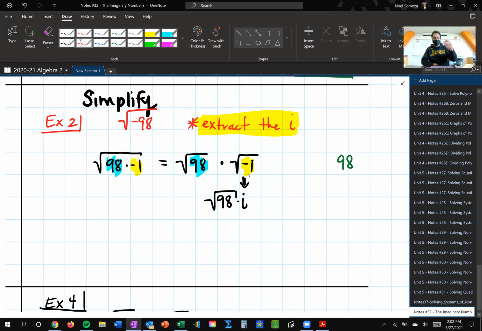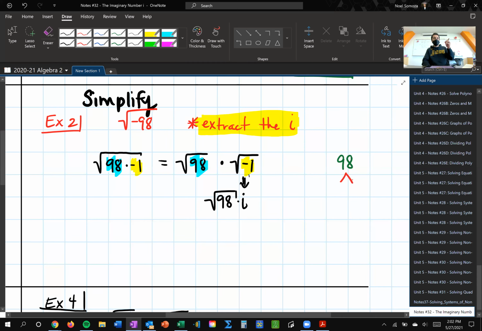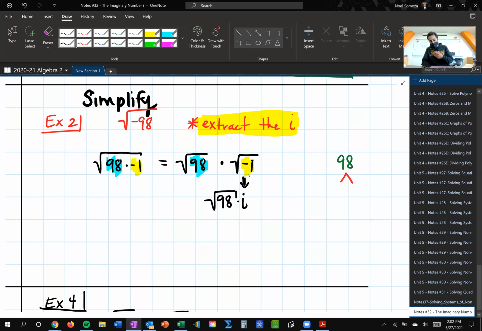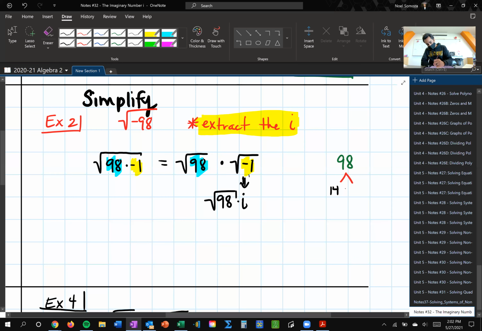Well, I need to break this 98 down, but unfortunately, it's not 49 times 49, right? That's not how we get 98. So we need factors, meaning numbers that multiply to be 98. Can you think of any for 98? A pair of or any two numbers that multiply to be 98. Oh, 14 times 7. Does that work? It does work. Okay, good. 14 times 7.